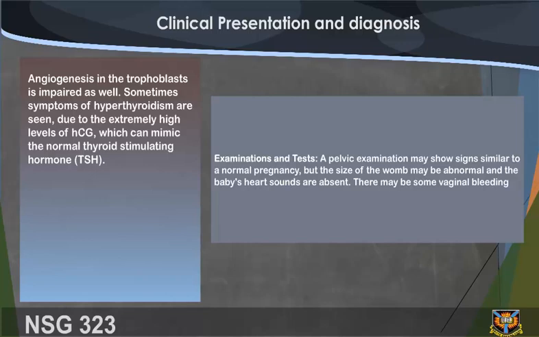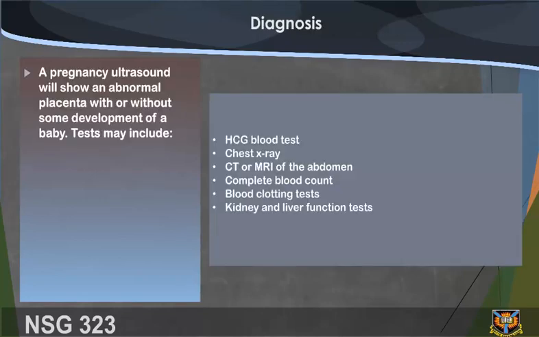Examinations and tests. A pelvic examination may show signs similar to a normal pregnancy, but the size of the womb may be abnormal and the baby's heart sounds are absent. There may be some vaginal bleeding. Diagnosis. A pregnancy ultrasound will show an abnormal placenta with or without some development of a baby. Tests may include HCG blood test, chest X-ray, CT or MRI of the abdomen, complete blood count, blood clotting test, kidney and liver function tests.